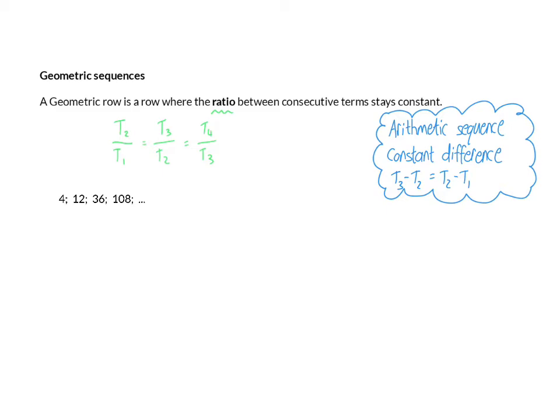If you have a look at this example, 4, 12, 36, 108, you will see that term 2 divided by term 1, 12 divided by 4, is 3, and the same goes for term 3 divided by term 2, 36 divided by 12 is once again 3. And this constant ratio, we add a new symbol to, and we call it r. So the constant ratio is r.